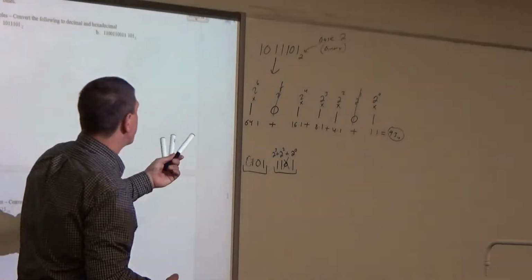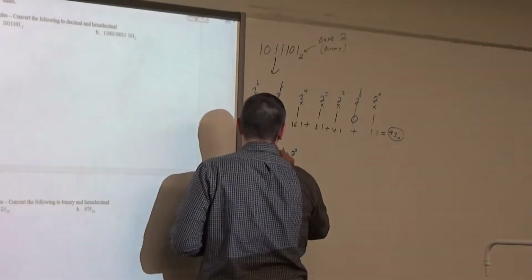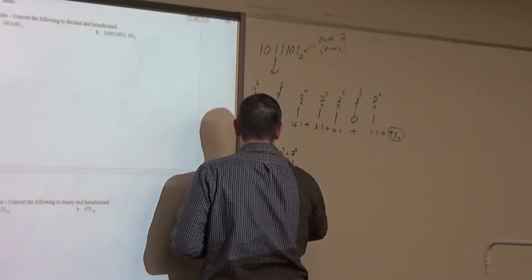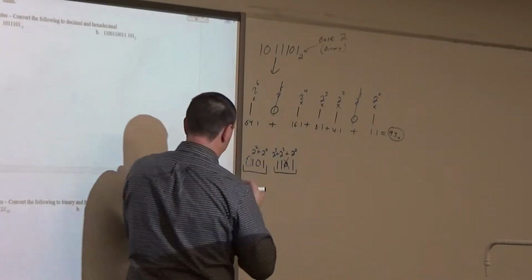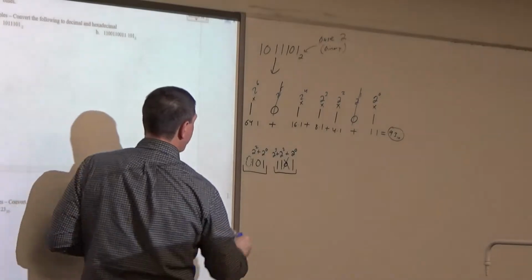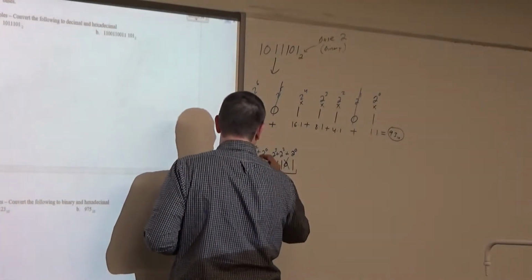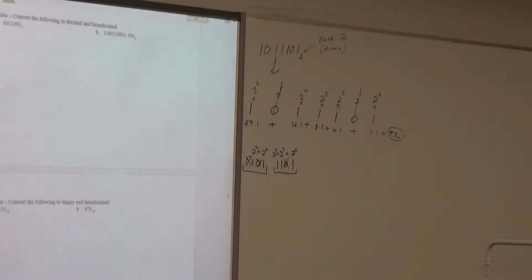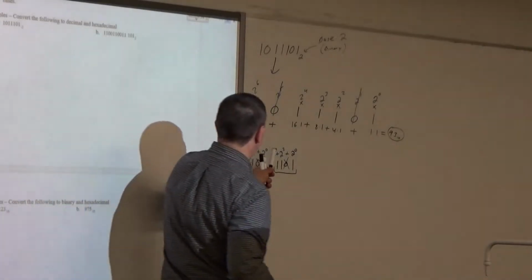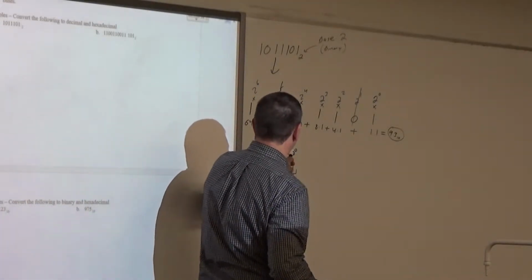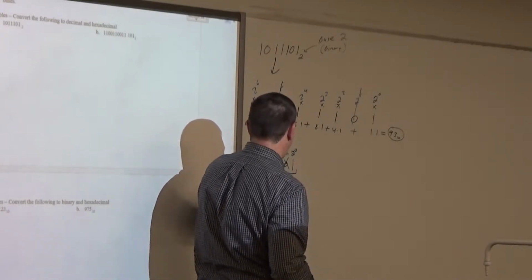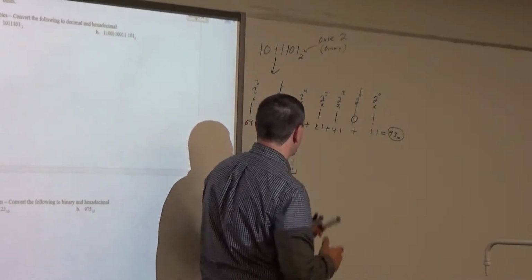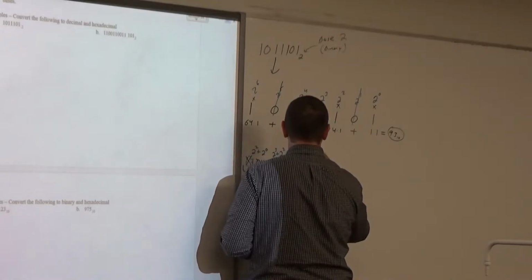For the second set, we start back over. So this is 2 to the 0 plus 2 squared, because I don't care about the zeros right here. So basically every group of 4 is its own problem. Now, if I take 2 cubed plus 2 squared plus 2 to the 0, that's 8 plus 4, which is 12. 12 plus 1 is 13.